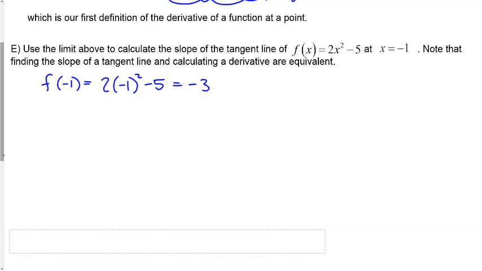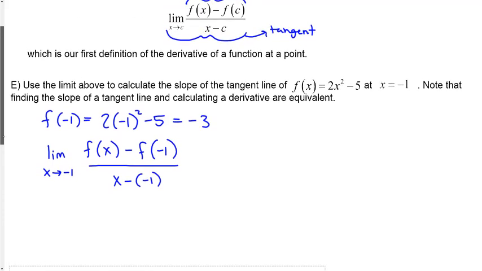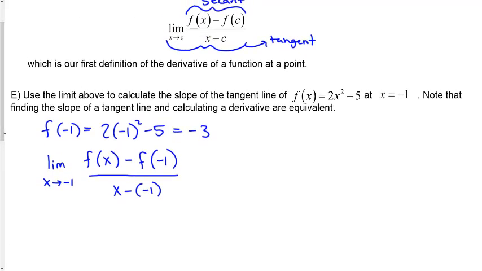Now, the derivative will be found by taking the limit as x approaches negative 1 of f of x minus f at negative 1 divided by x minus negative 1. So all I've done is I've taken my formula here for a derivative, and I've just let c be the value negative 1, which is the point in question.